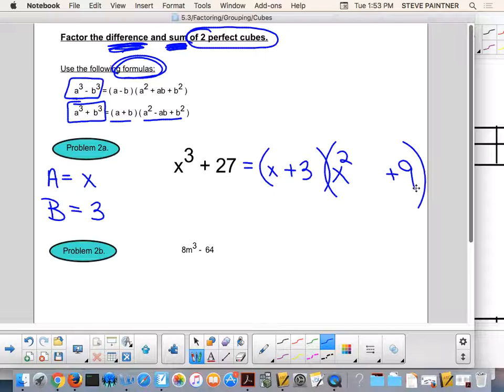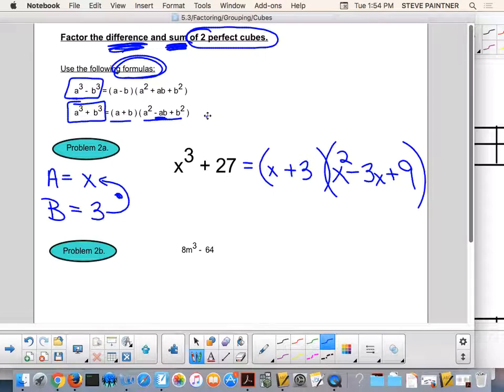The hardest part of this problem is right in the middle. In the middle it says take A times B, and what's the sign in front of it? Negative. So this times this is negative 3x. Now the sign in the middle is minus.